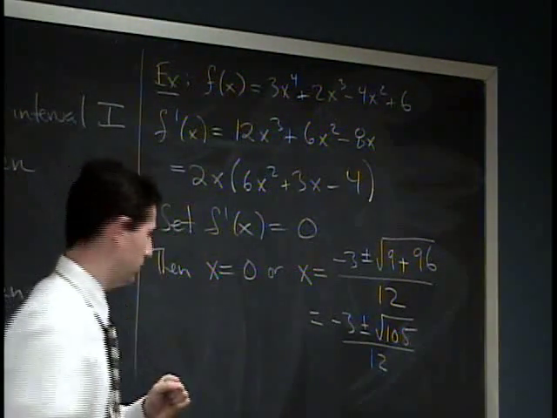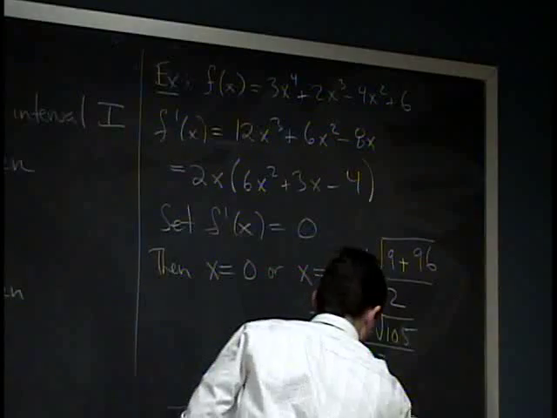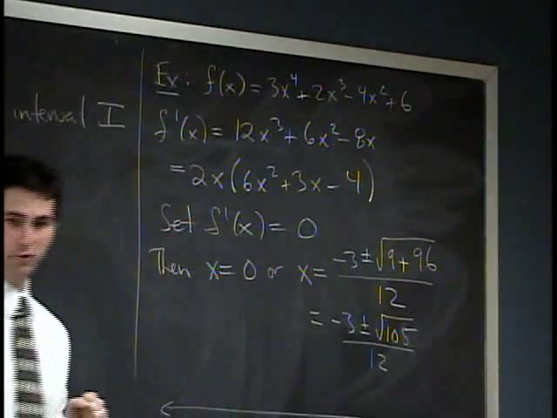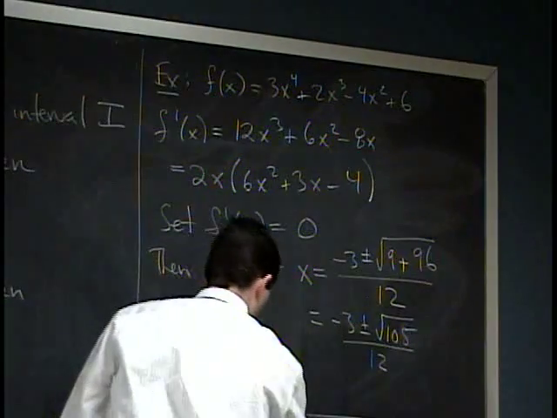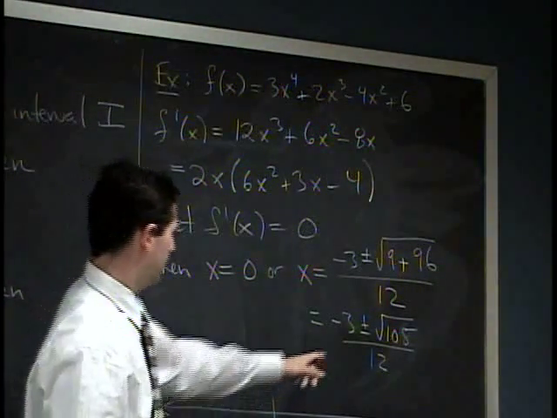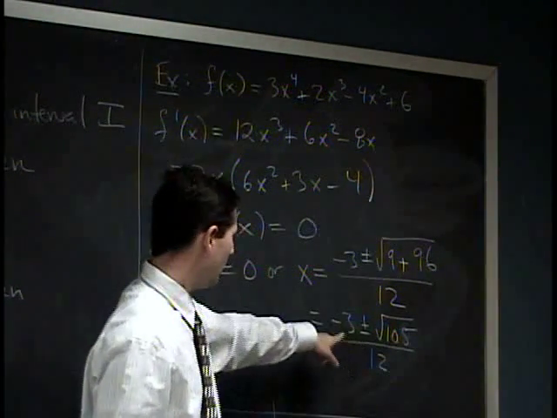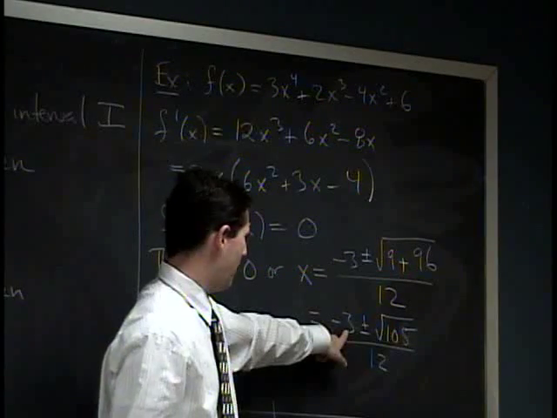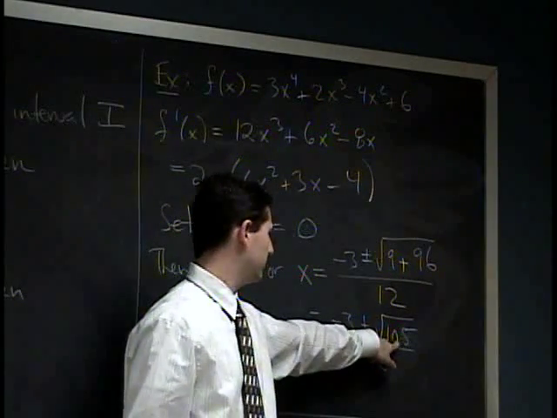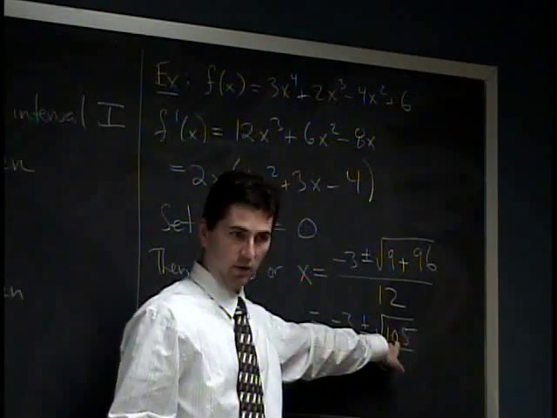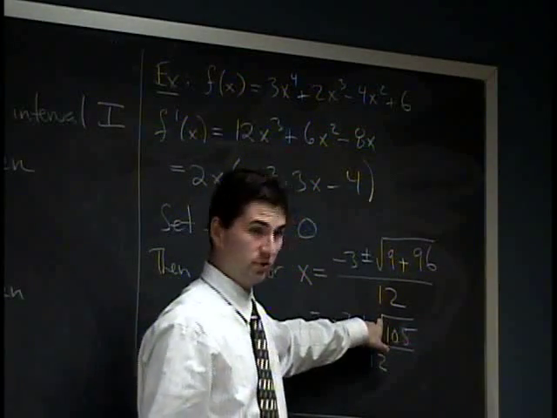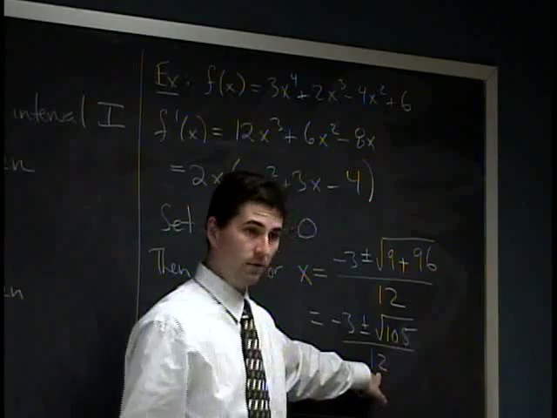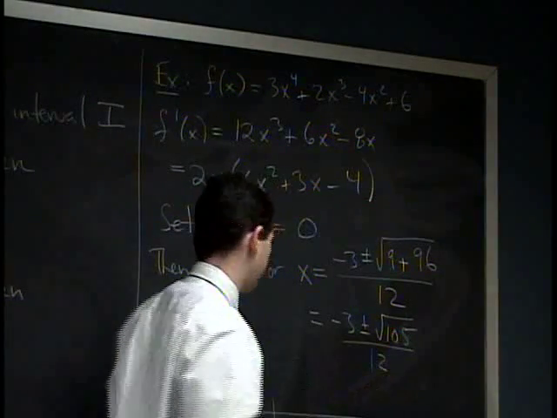Now here's what you do. You draw a little line, and you try to put your 3 roots onto the line. One of them is easy. There's your 0. Now what about these? Minus 3 plus, well, this is a little bigger than 100, and the square root of 100 is 10. So this is a little bigger than minus 3 plus 10, which is 7 over 12. So 7 twelfths, a little bigger than a half.